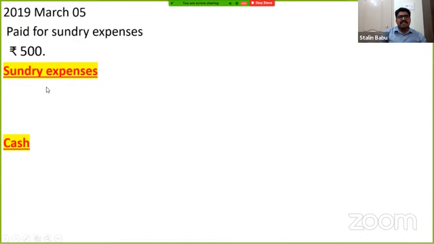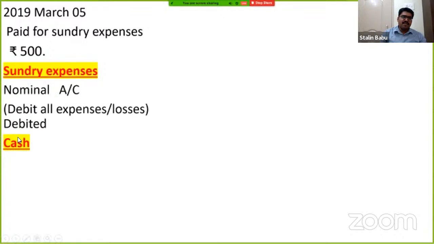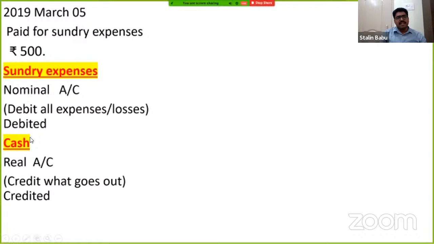Expenses reveals that it is a nominal account. Debit all expenses and losses. So sundry expenses account is debited. Cash is coming into the business or going out of the business? Paid. Paid means going out of the business. Debit what comes in, credit what goes out. Here cash is going out of the business, so cash account should be credited.